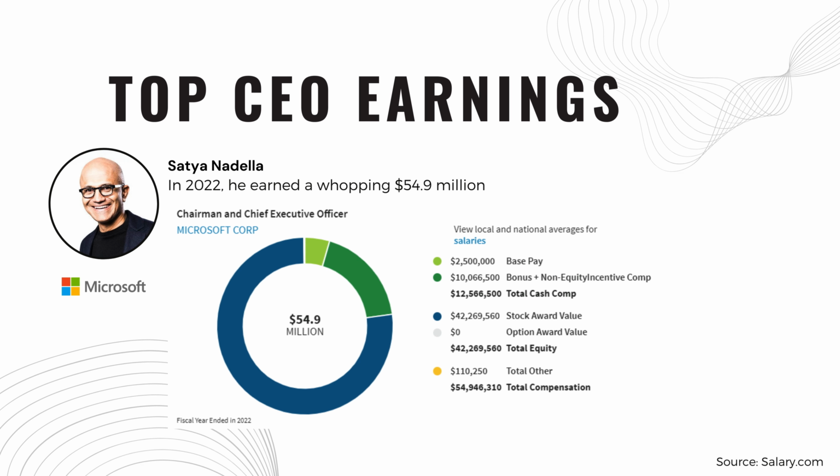If we look at Satya's earnings using Salary.com data, we can see that he earned $2.5 million in what's called base pay. Base pay, for most of us, makes up the majority of our compensation. Yet for him and most other CEOs, it's often the smallest percentage of their compensation. He then earned $10 million in bonuses and other incentives that isn't giving him more equity or ownership of Microsoft stock. And finally, the biggest part of his compensation was his stock award at just over $42 million. We'll talk in more detail about stock awards in the next lesson of this strategy.